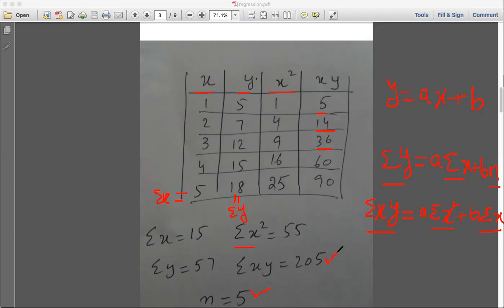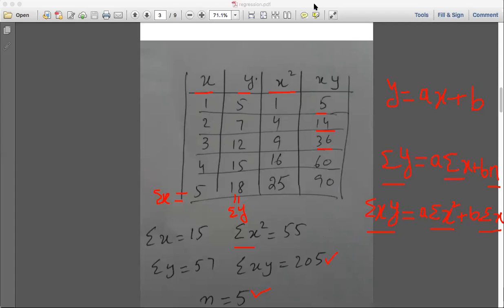Okay. First of all, x and y are given, and we need to see what we need to find in these equations. Whatever values we need, we will complete the table for them. For example, we need summation x square, so we take x square. We need xy, so multiply x and y and then take the sum of all of these values. And what is n? It is the number of values of x and y given. You can count it, 1, 2, 3, 4, 5. Okay.